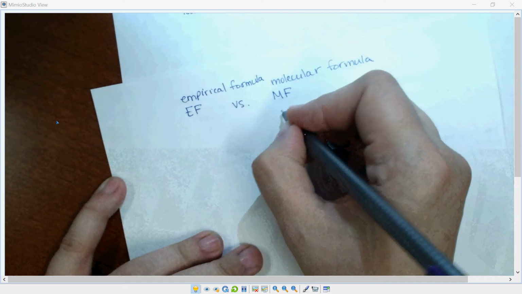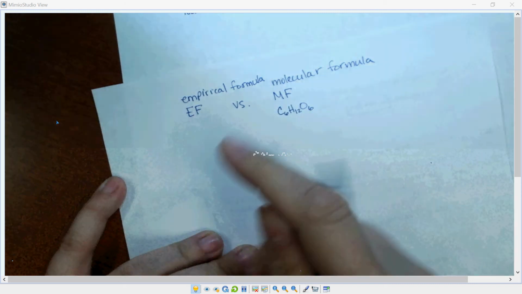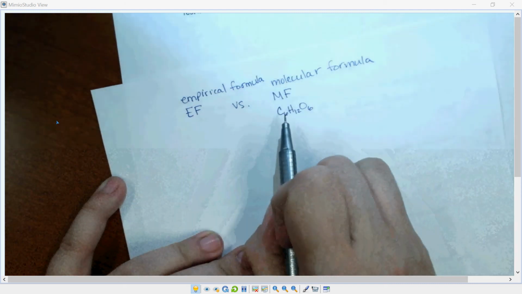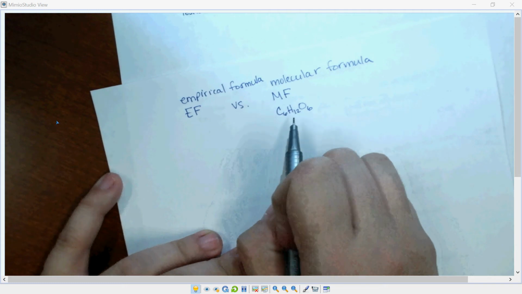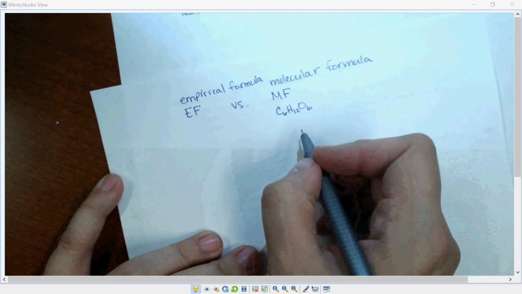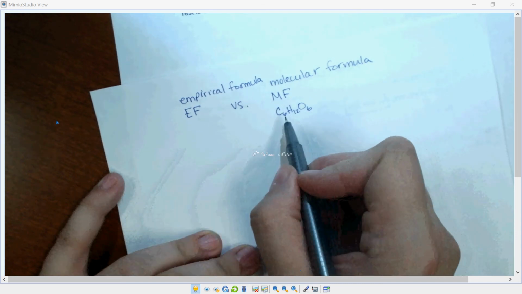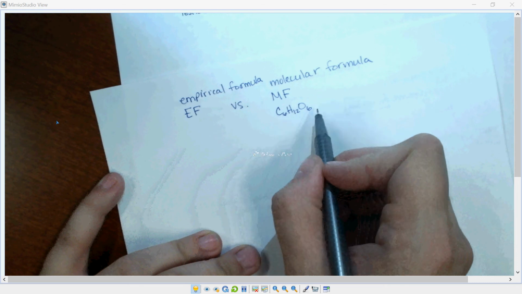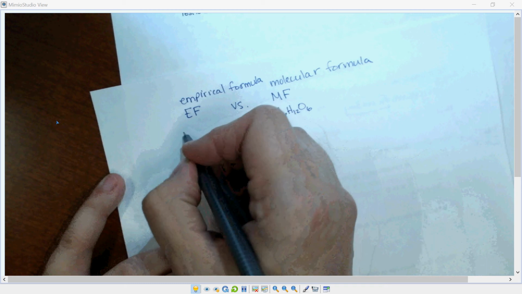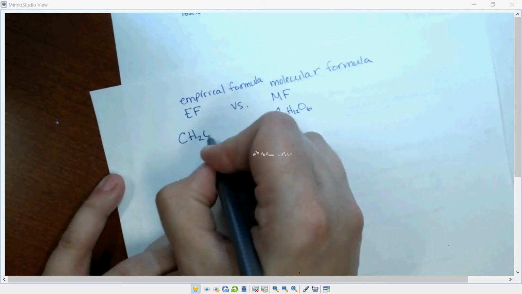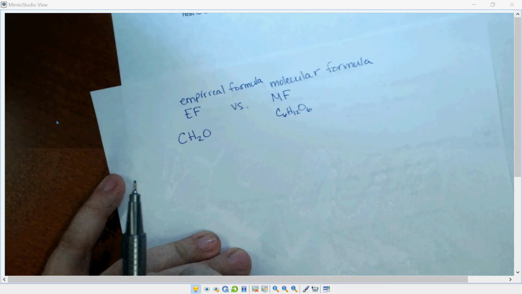So if a molecular formula is like C6H12O6, molecular formula tells me the exact number of atoms present in the compound. So in this compound there are 6 carbons, 12 hydrogens, 6 oxygens. But the empirical formula only tells me the ratio of those atoms to each other. So if I reduce all of these subscripts by a common factor, I could reduce these all by a factor of 6. And so the ratio of those atoms is 1 carbon for every 2 hydrogens for every 1 oxygen.